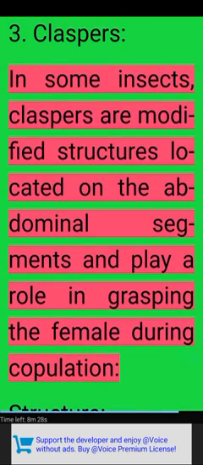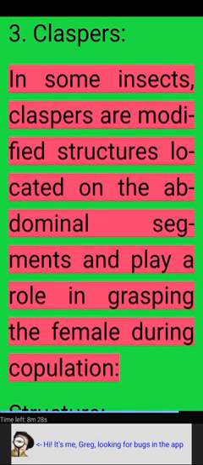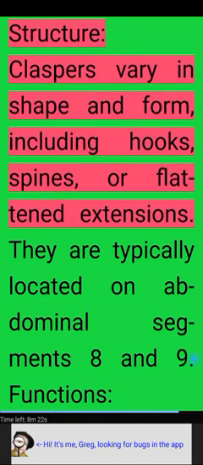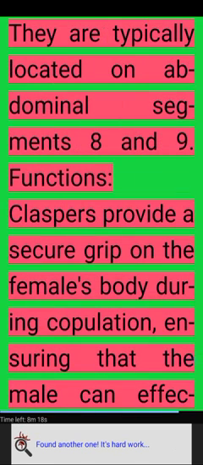3. Claspers. In some insects, claspers are modified structures located on the abdominal segments and play a role in grasping the female during copulation. Structure. Claspers vary in shape and form, including hooks, spines, or flattened extensions. They are typically located on abdominal segments 8 and 9.